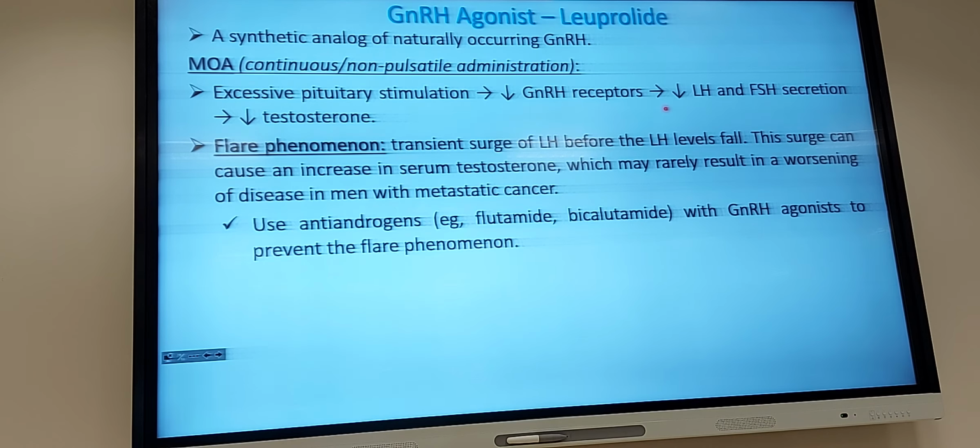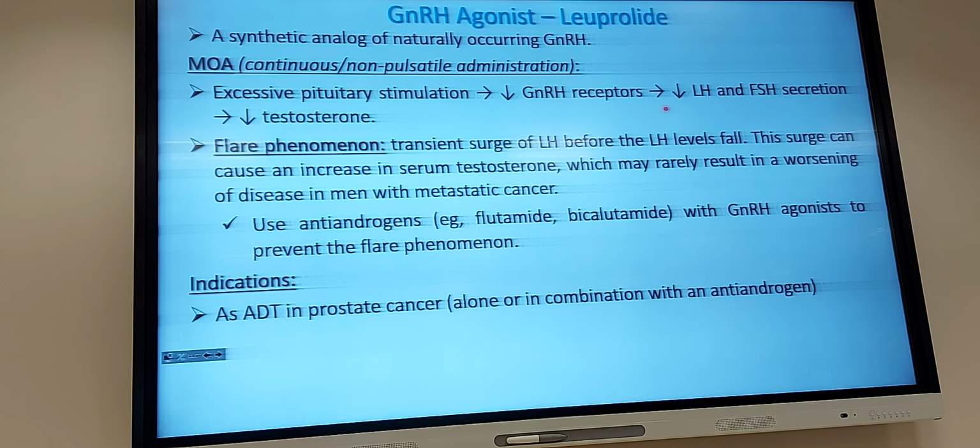So in somebody who has disseminated disease or obstructive symptoms somewhere, it can make the disease worse in the first few weeks because of this flare phenomenon, a surge in testosterone in the beginning. To prevent that, you can use it with an anti-androgen like flutamide for the first few weeks, and when the levels come down, then you can probably stop the anti-androgens. Later on it's the same as GnRH antagonists, same effect.